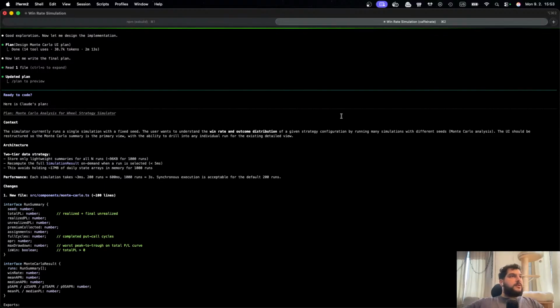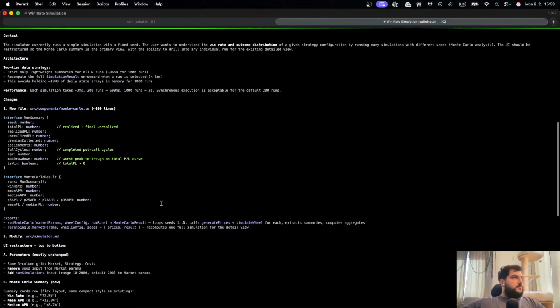Yes. Architecture: two-tier data strategy. Store only lightweight summaries for all n runs, which is like 96 kilobytes. Recompute the full simulation result on demand when a run is selected. Makes sense. This avoids holding 17 megabytes of daily state arrays in memory for 1000 runs. Yes, makes sense. Performance: each simulation takes 3 milliseconds, so 200 runs take 600 milliseconds, and 1000 runs take 3 seconds. Synchronous execution is acceptable for the default 200 runs. Changes. Okay.